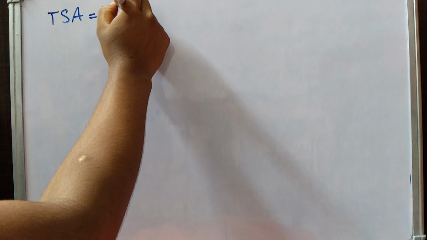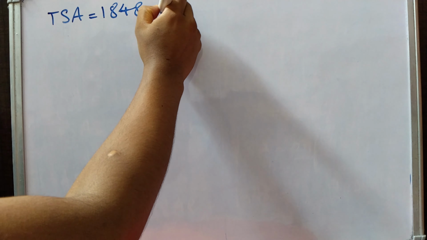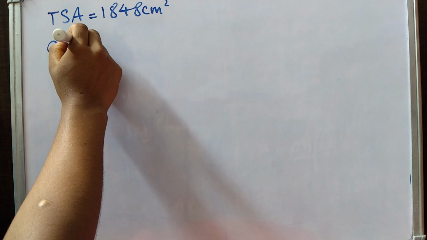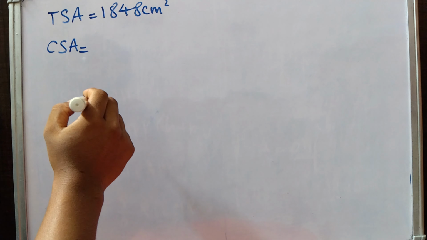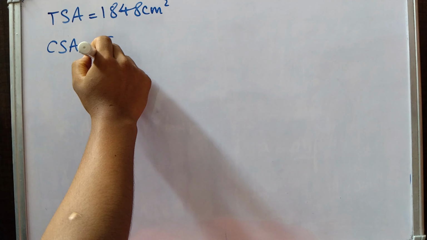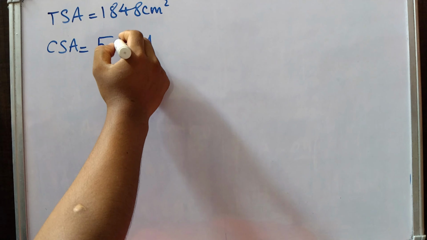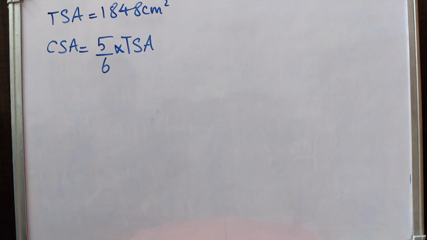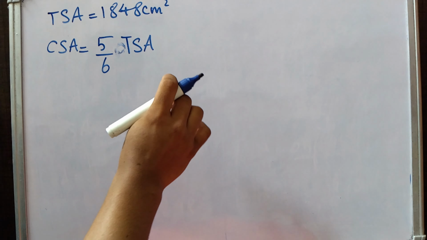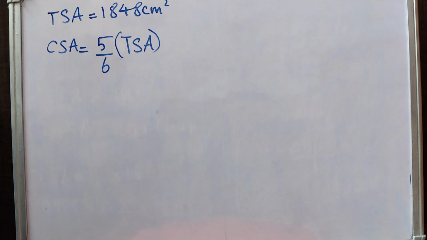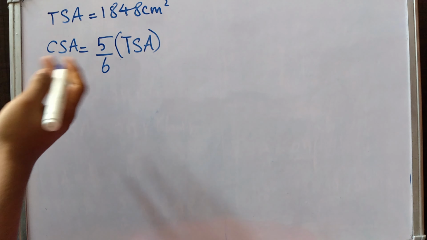So the conditions are: total surface area TSA is equal to 1848 centimeter square, and the other condition is CSA, curved surface area, is equal to 5/6 of its total surface area. 5/6 of TSA means multiplication. You can also write it inside brackets. So this is the condition that we are given.